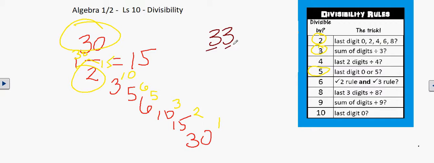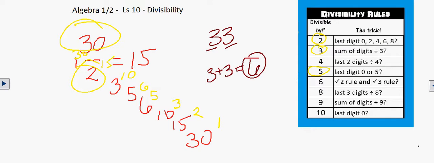Take each individual digit and add 3 plus 3. Is that answer divisible by 3? And yes, that would yield 2. Now that's not the answer to the original. This is not 33 divided by 3 is 2, but now we know it is divisible by 3, and sometimes that's all you want, to know it's divisible.